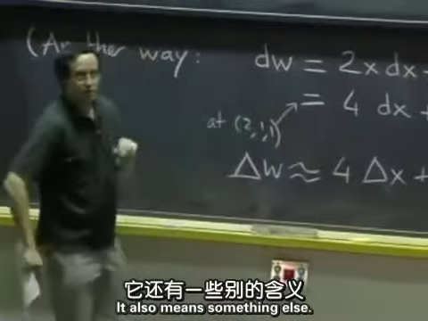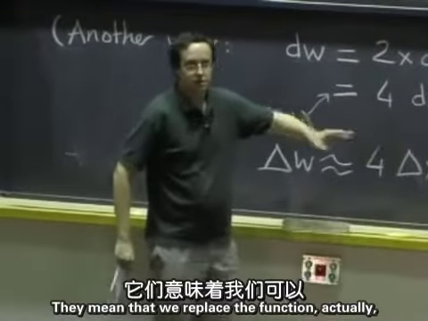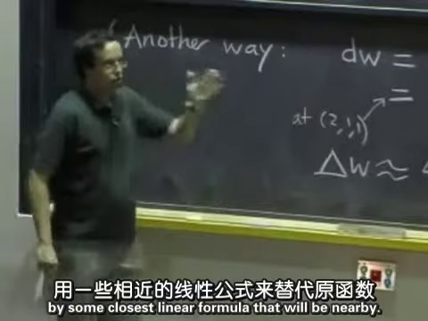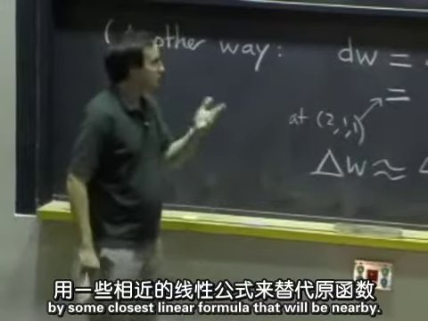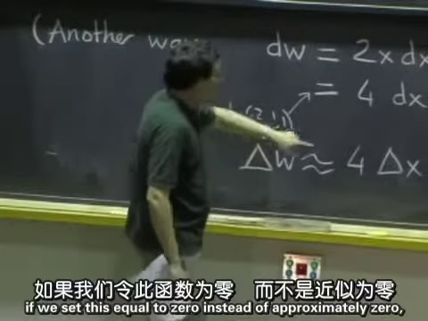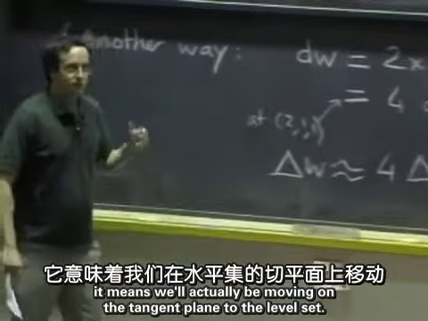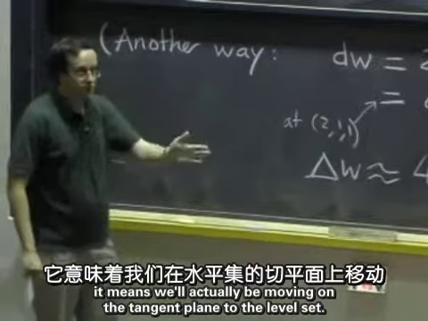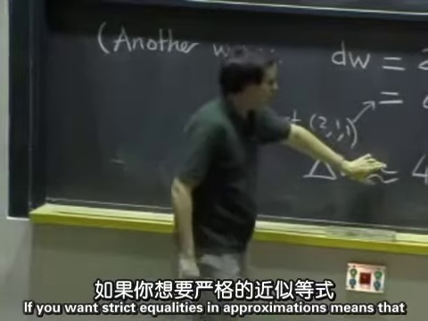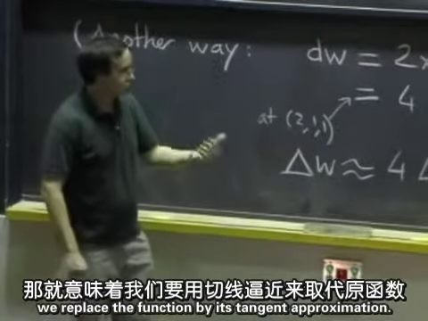It also means something else. Remember, these approximation formulas are linear approximations. They mean that we replace the function by the closest linear formula nearby. So in particular, if we set this equal to 0 instead of approximately 0, it means we'll actually be moving on the tangent plane to the level set. Setting equalities in approximations means that we replace the function by its tangent approximation.